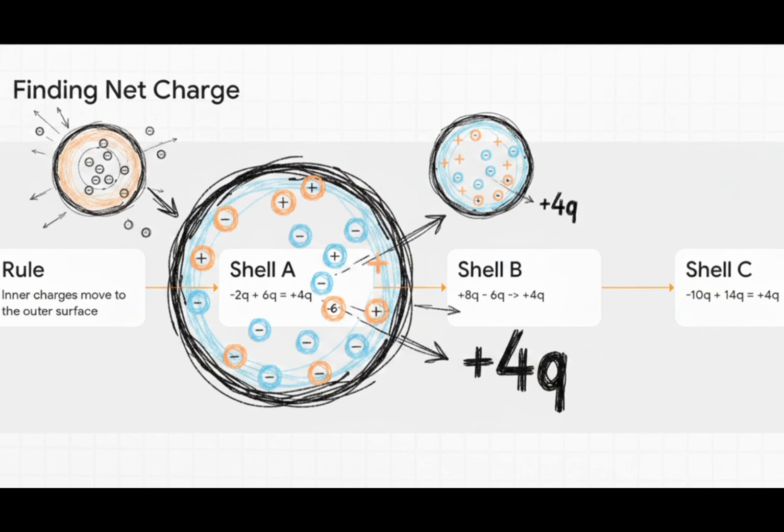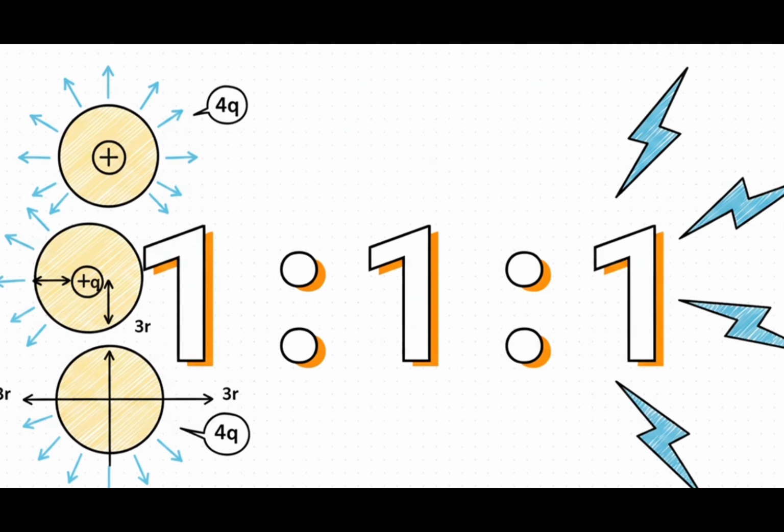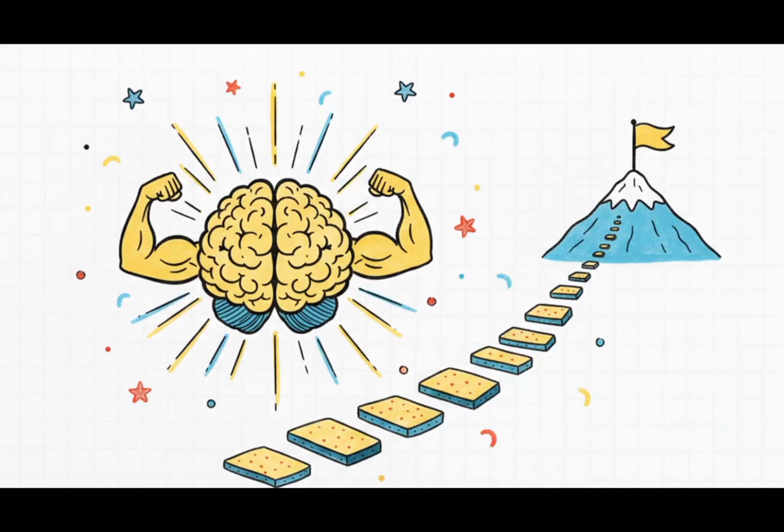The incredible bottom line is, all 3 shells end up with the exact same net charge on the outside, plus 4q. Which leads us to a triumphant final ratio, 1 to 1 to 1. Why? Because if the net charge, 4q, and the distance, 3r, are absolutely identical for all 3 shells, then the electric fields they produce are perfectly equal too. It's a gorgeous shortcut.